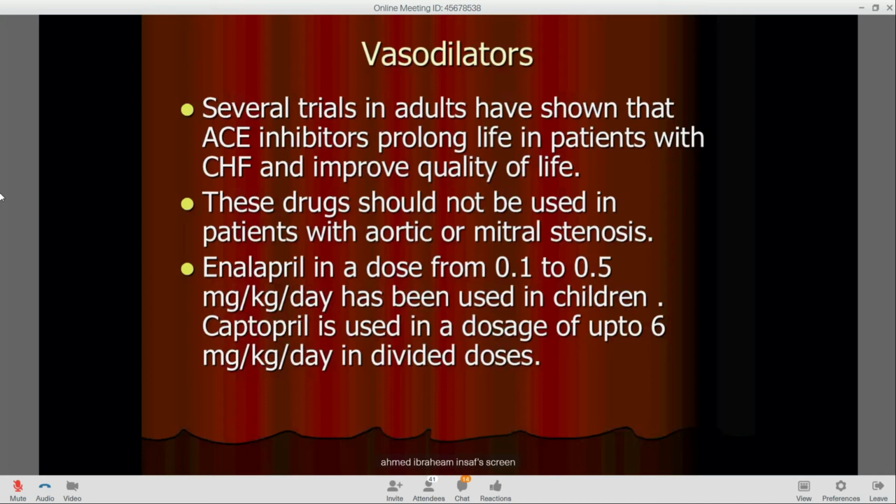You have to see the echo study first. Confirm by echo study, then decide to give or not give. When there is aortic or mitral stenosis, a vasodilator is probably not appropriate for them. Aortic and mitral stenosis are not appropriate for ACE inhibitors. In other cases, enalapril or captopril can be used.